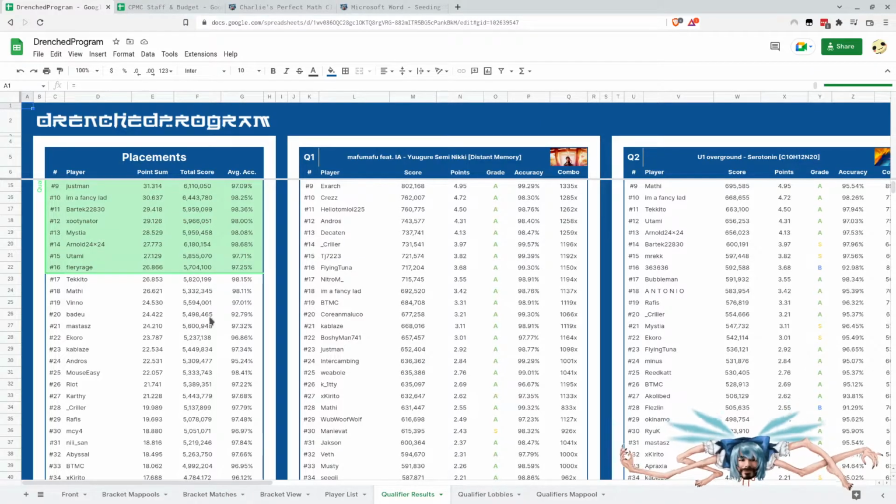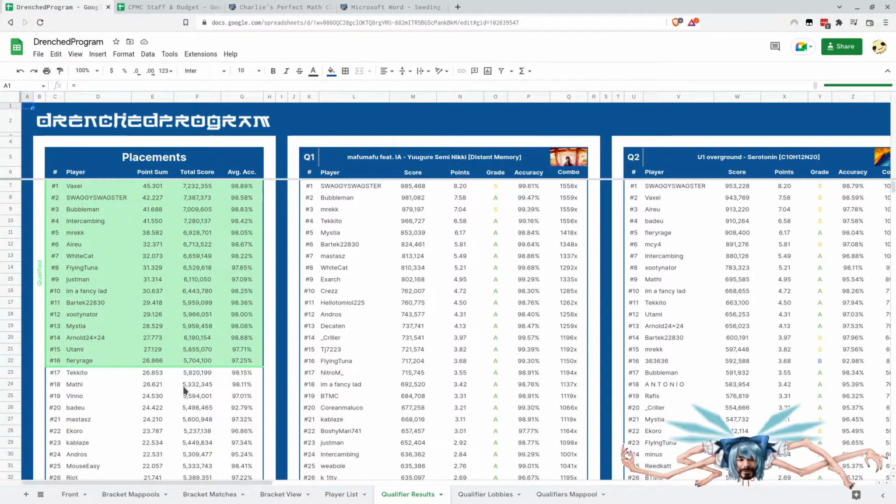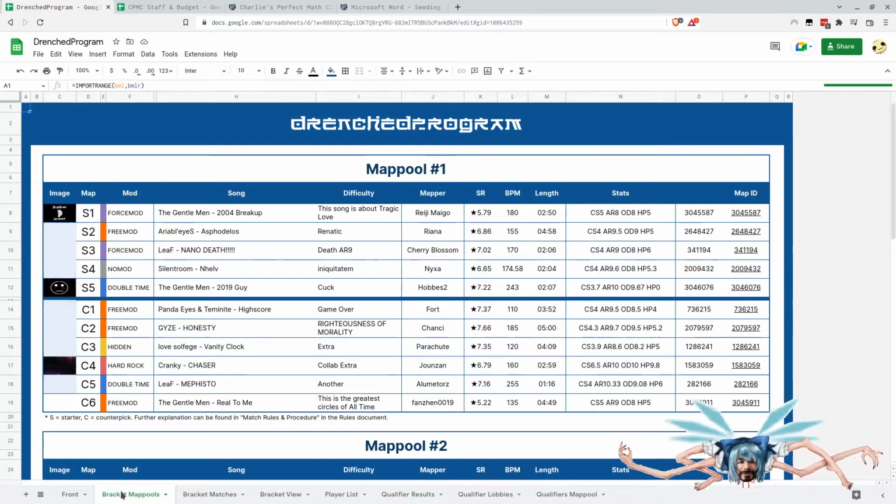It's still pretty close to regular total score, so it's not like total score is a bad system by any means. But yeah, I guess it's time to get into bracket pools. There's a lot to go over here. Let's start with starters and counter picks.